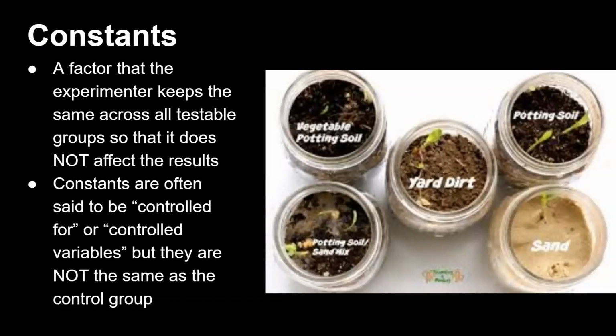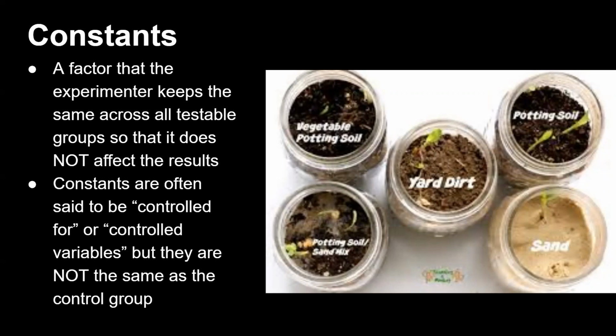We want to make sure that each of those plants gets the exact same amount of sunlight, that the plant is even the same plant, because if you use different plants, that's going to affect your data. So we do that so that we know that our data is worth something, because if you have all of these other factors influencing your results, then your data is worthless.